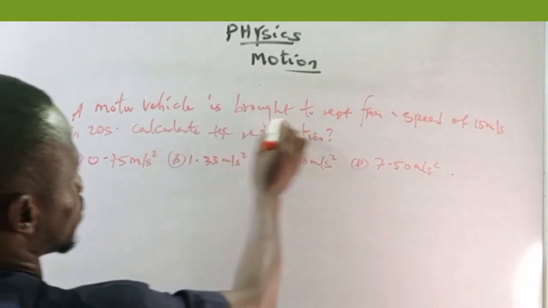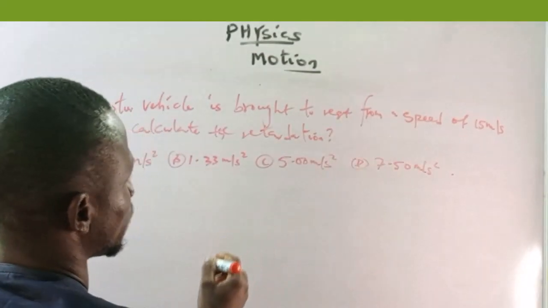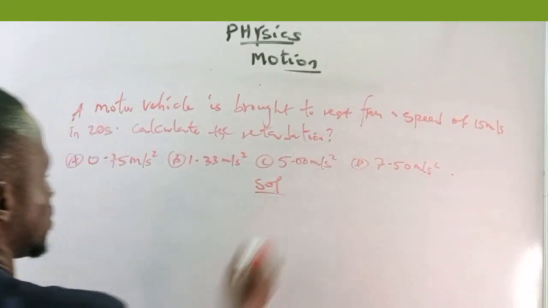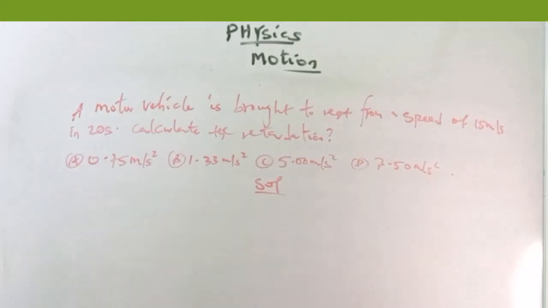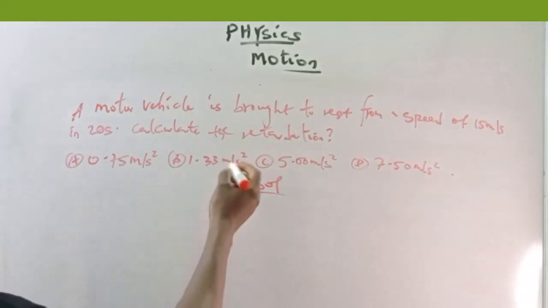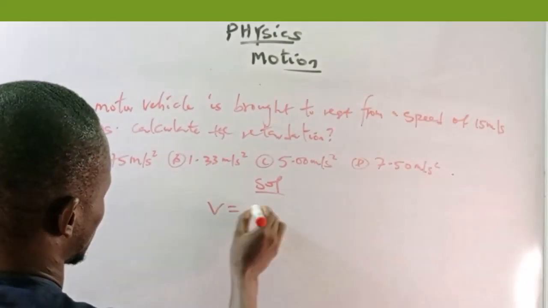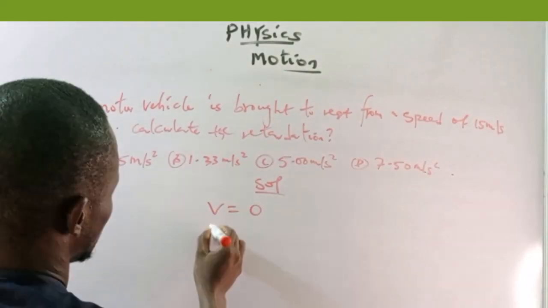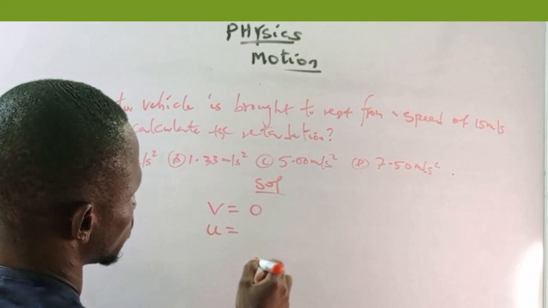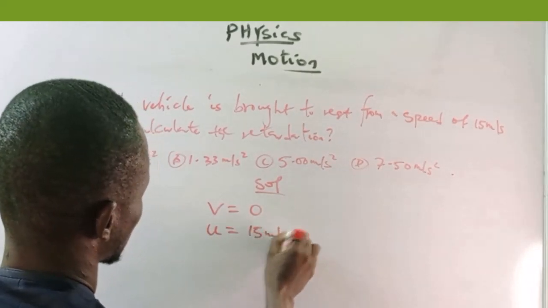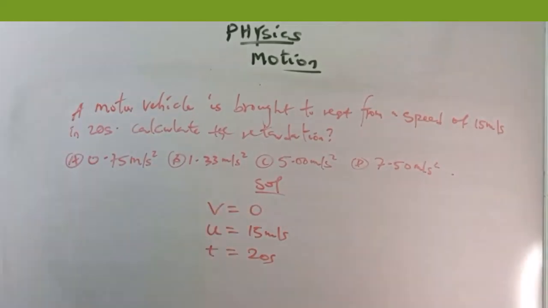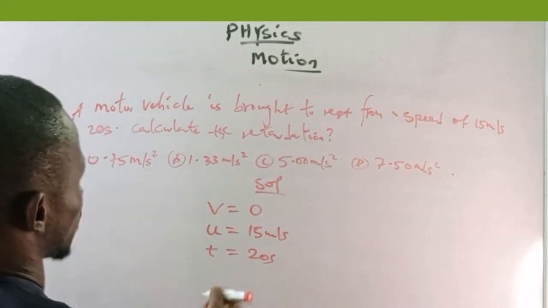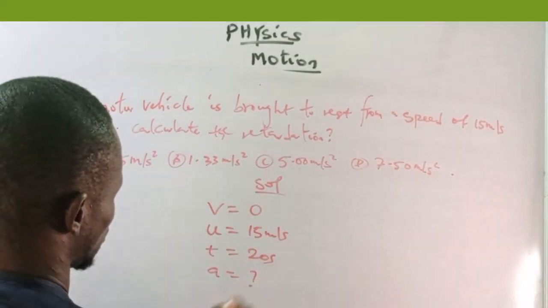Okay, a motor vehicle is brought to rest from a speed of... here, they're not asking you for the distance after applying the brake, but it's automatically brought to rest. So if it's brought to rest, final velocity has become 0. Initial velocity is what? 15 meters per second. Time is what? 20 seconds. Remember V is 0 because it is brought to rest. So calculate the retardation, which is acceleration.